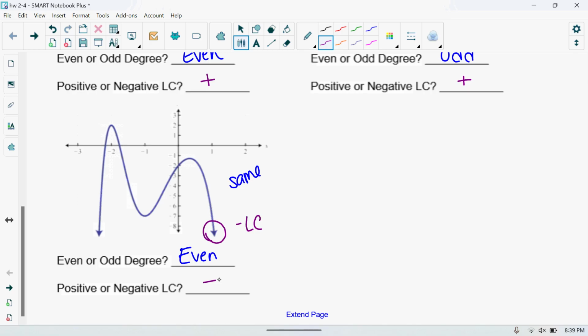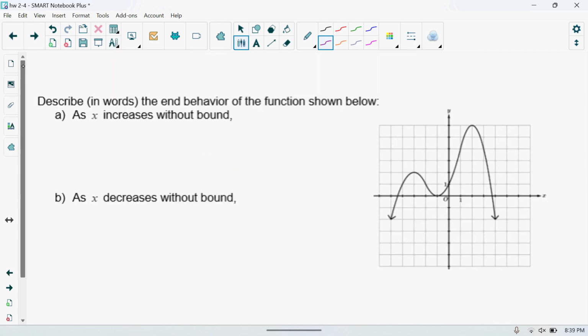So this is about the picture of the graph, the shape of the graph, the direction of the graph. Now we're going to go one step further, and we're going to start writing our end behavior. So before I jump right into writing your end behavior formally out in notation, we're going to talk about it in words. So describe the end behavior, which is really just predicting the outside part or the ends of the graph of the function shown below.